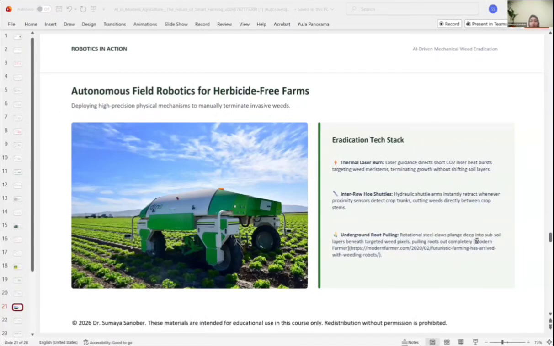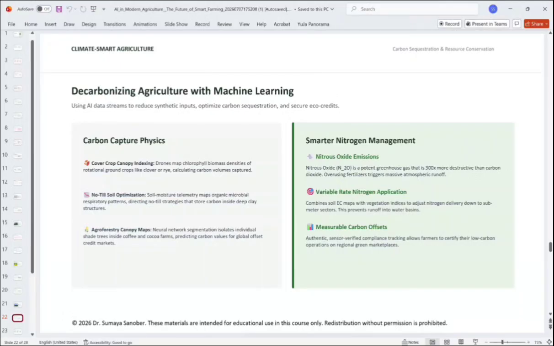Right? Yes, ma'am. Moving on, we are here going to talk about decarbonizing agriculture with machine learning. I have a question. Go ahead. How does the robot differentiate crops from weeds when they look similar?